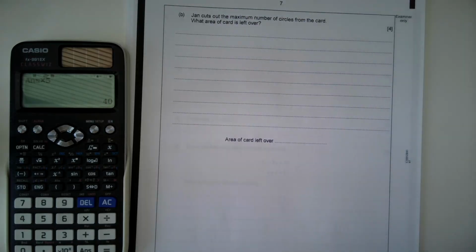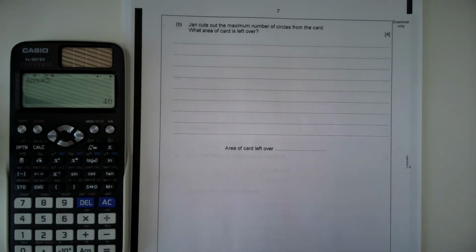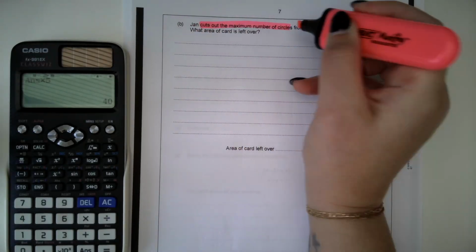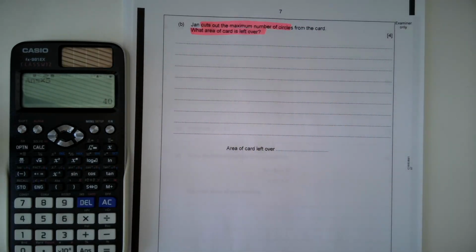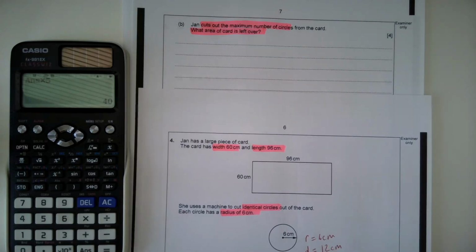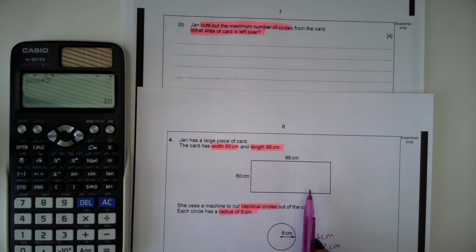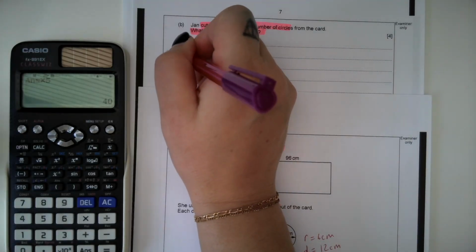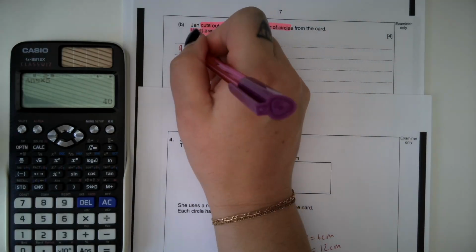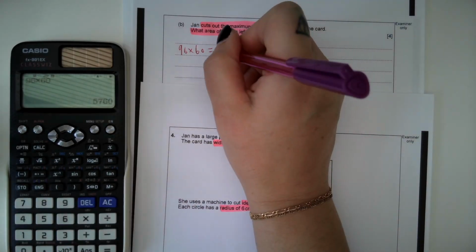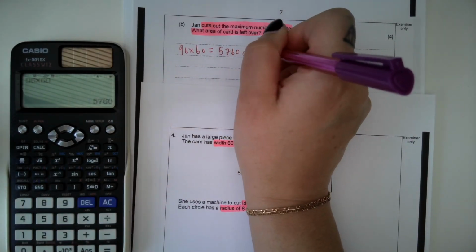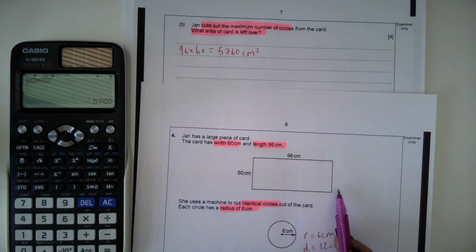Okay. Part B. Jan cuts out the maximum number of circles. So we've taken them out from the card. What area of card is left over? Okay, so we need to first of all find out what the area of card was before we cut anything out. So we're going to find the area of this rectangle. So 96 multiplied by 60 because it's a rectangle. So that's 5,760 centimetres squared in total for the rectangle.